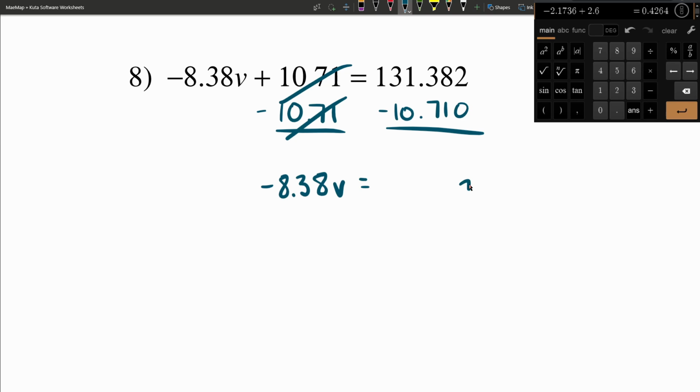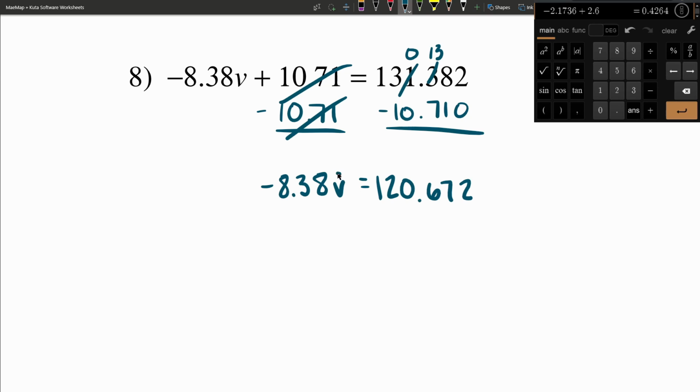2 minus 0 is 2, 8 minus 1 is 7. Can't do that 3 minus 7, so I'll borrow to make it a 13 minus 7, which is 6. Keep that decimal in line. 0 minus 0 is 0, 3 minus 1 is 2, and 1 minus 0 is 1. So we get that negative 8.38 times v equals 120.672.